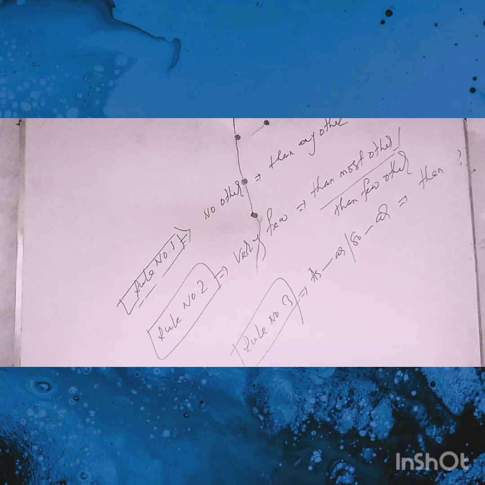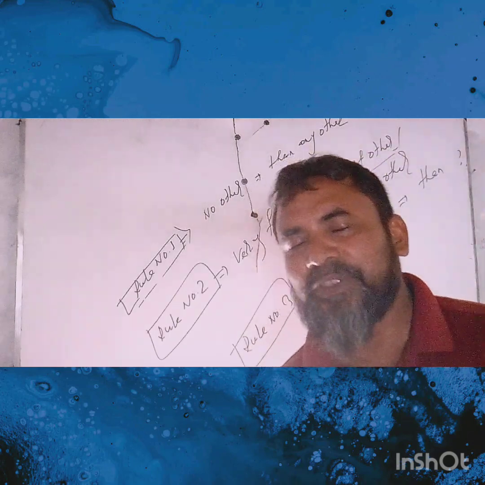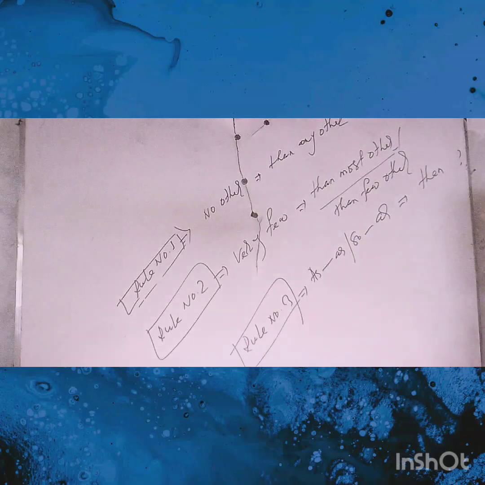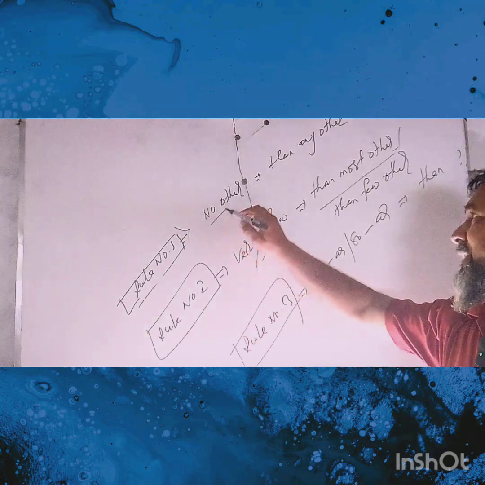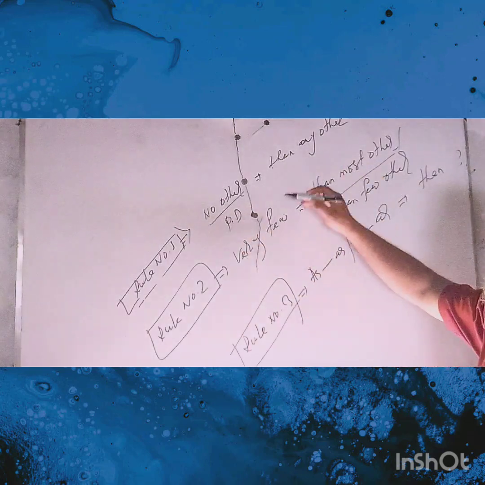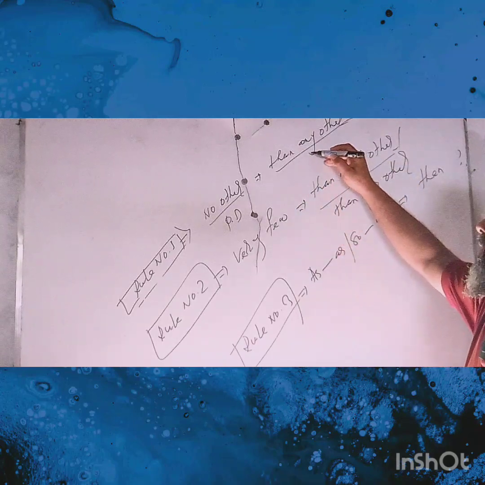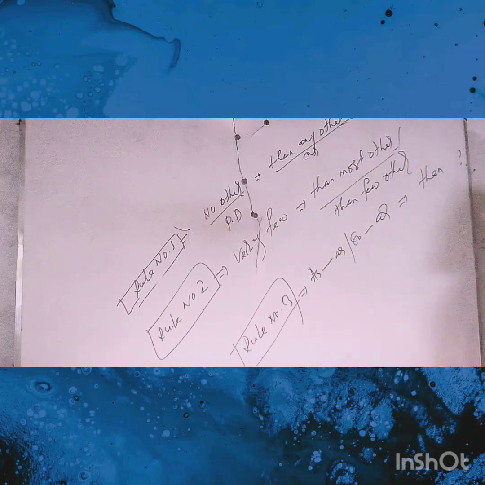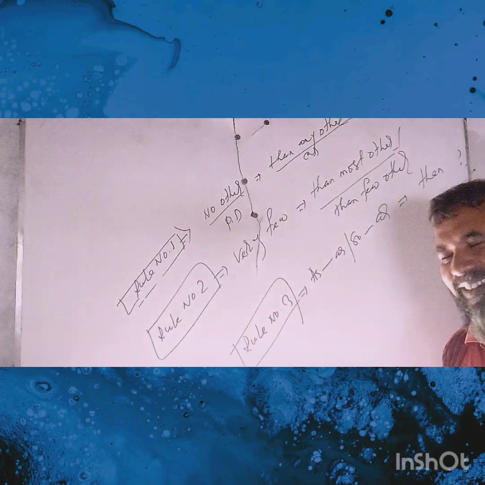Before starting today's class, I want to show the relationship between various topics, especially positive degree to comparative degree. If any positive degree starts with no other, you have to use than any other when converting to comparative degree. Remember that no other is used at the beginning of the statement, but than any other is used in the middle of the statement. I hope you have understood clearly.